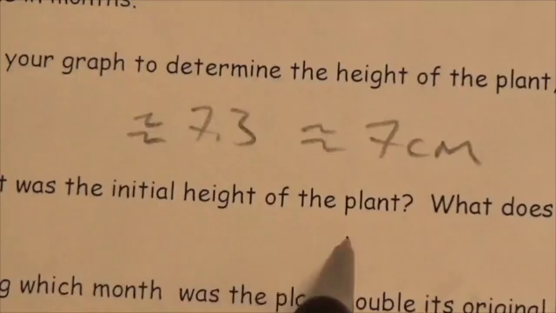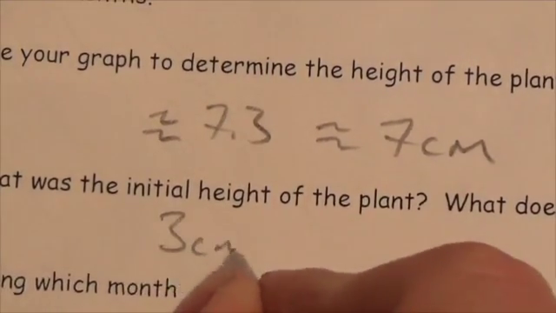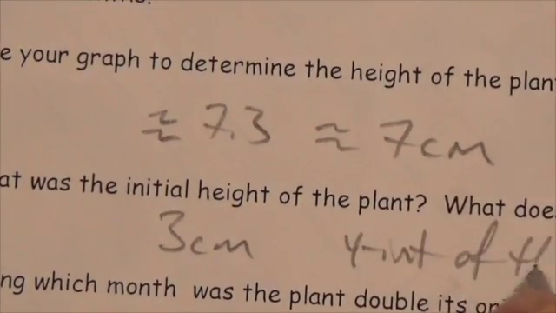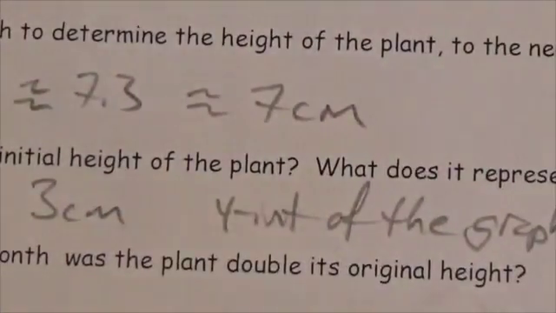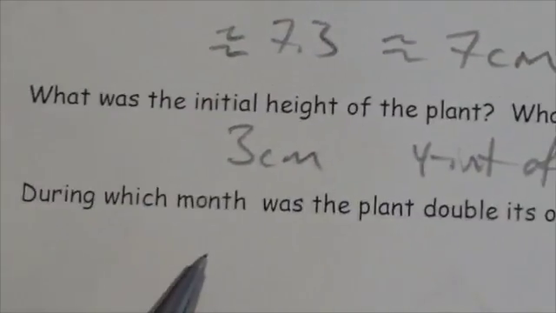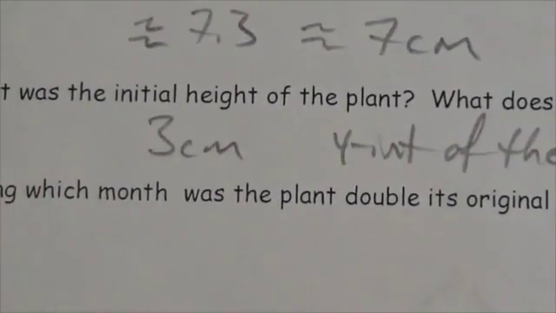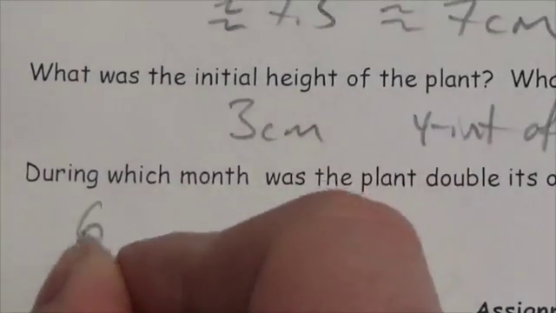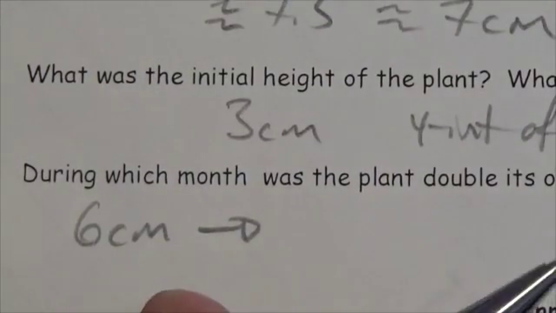So what was the initial height of the plant? We know that it was 3 centimeters. This is the y-intercept of the graph. And now finally, during which month was the plant double its original height? Well, you needed to know that original height to figure this out. So we're looking at where this was 6 centimeters, and we're going to look for what time that occurs.